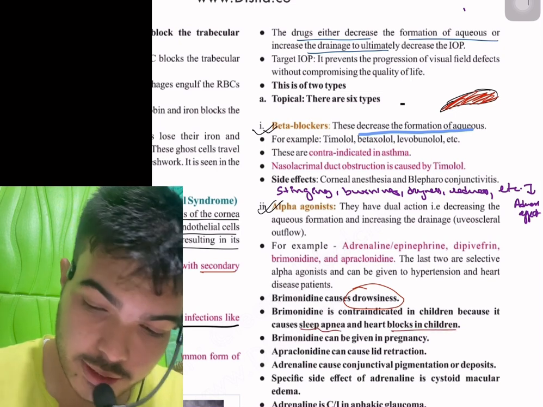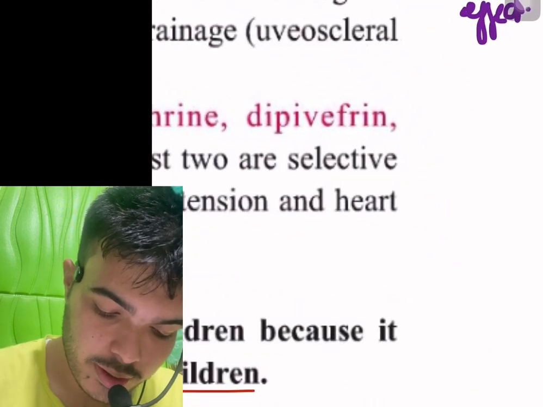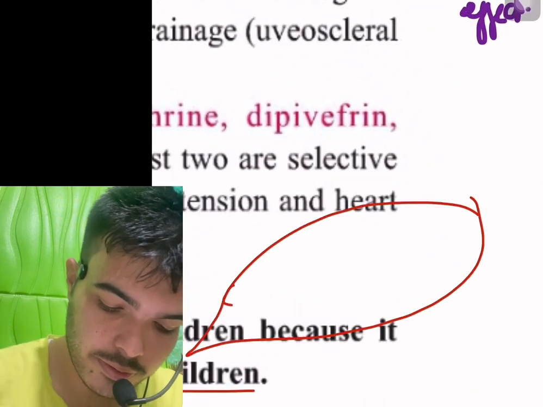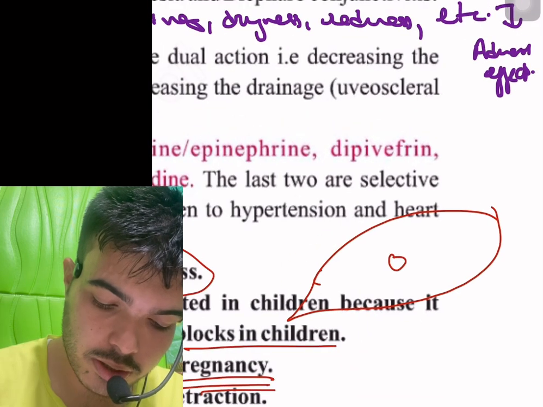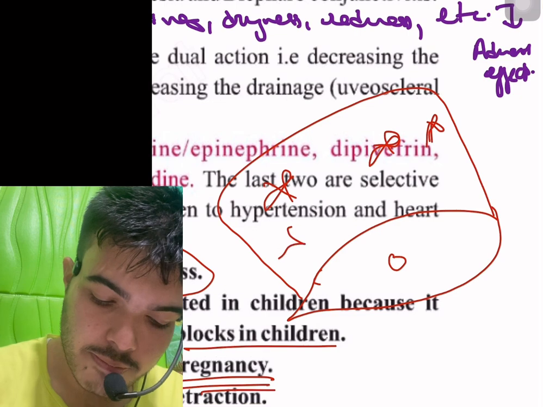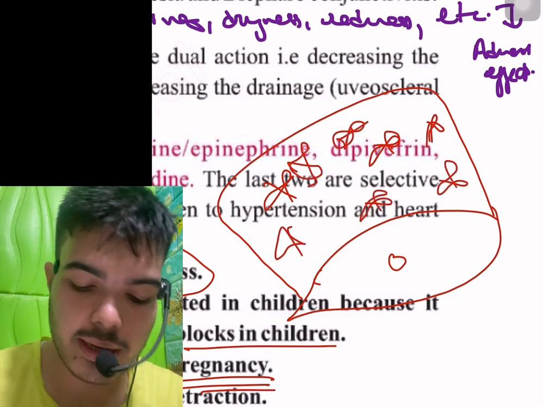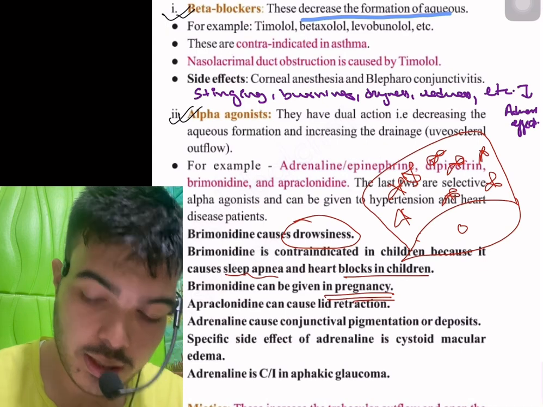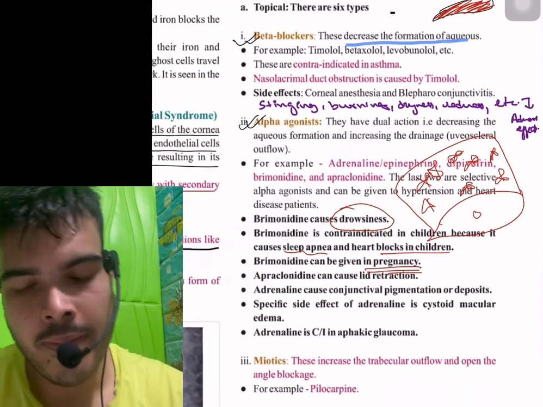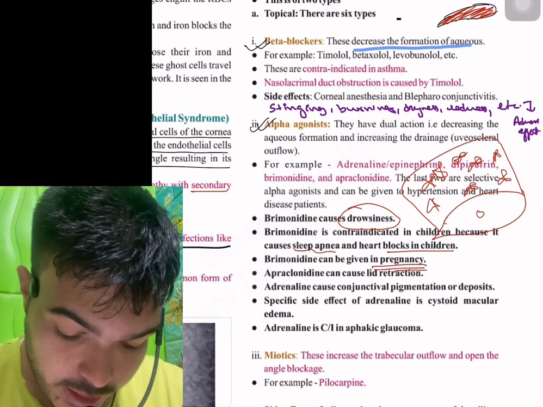For apraclonidine, just make this diagram. Make a big diagram over here. The eye is there, and above it the palpebral conjunctiva, and just make it like this. So what is this? You're having papillary and lymphoid follicles, and there will be lid dermatitis. Lid dermatitis with apraclonidine.